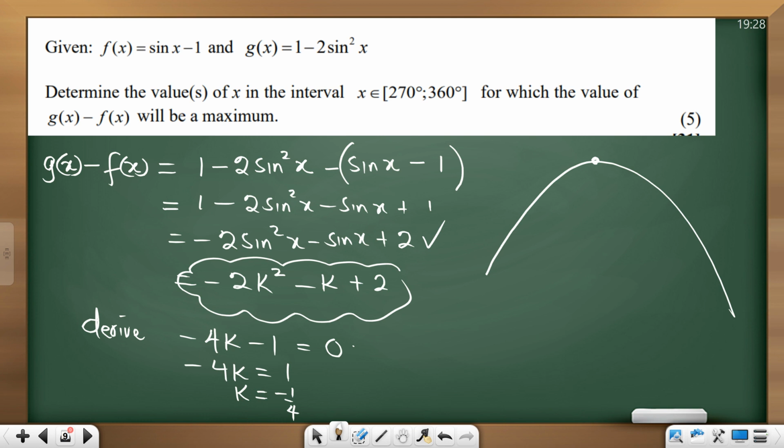Does that make sense? If we were to find the turning point, what would the turning point be? Minus b over 2a. Since we're using k, can we say k would be equal to minus b over 2a? What's our b? Minus 1 over 2 minus 2. What are we getting? K is equal to what?